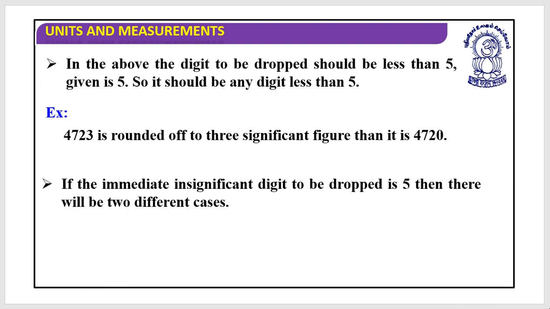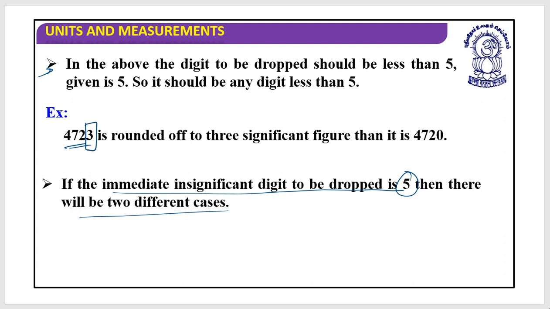Second, if the immediate insignificant digit to be dropped is 5, then there will be two different cases. But before we go through this, let's look at this rule, and next we will move to that rule. In the above, the digit to be dropped should be less than 5, so it can be any digit less than 5. Let's say we have the number 4723 and I need to round it to 3 significant digits.